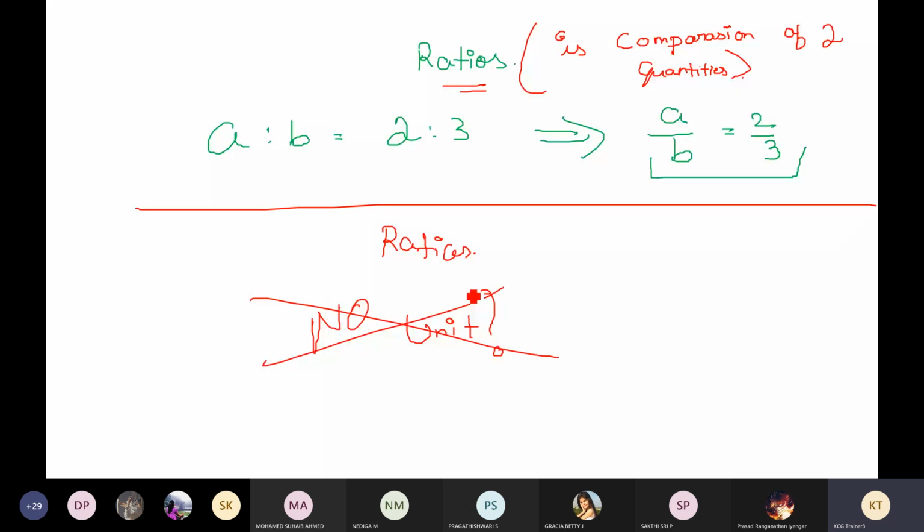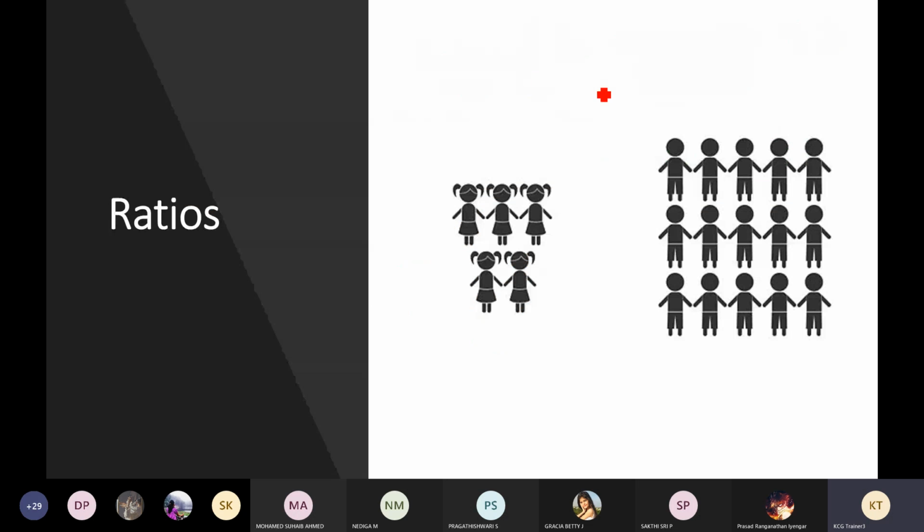This is basics. Now let's take a simple example. Let's say in a class, there are certain boys and certain girls. There are 5 girls, and how many boys do I have? 5 threes are 15, so 15 boys. Now, what is the ratio of these two? It's 1 is to 3.